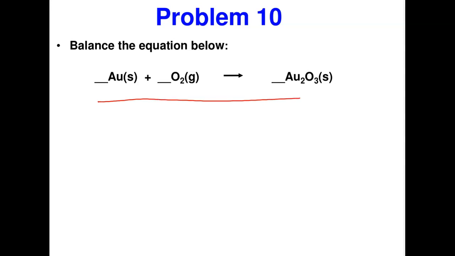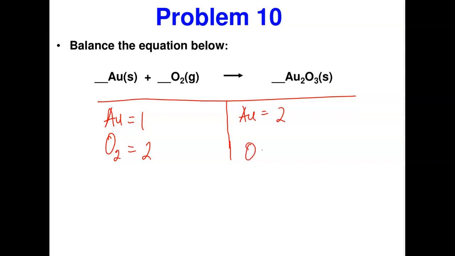Again, we're going to draw our line as usual. We have a gold, Au. Here is 1. Here oxygen is giving us 2. Then here we go. Again, gold is giving us 2. And oxygen here is giving us what? 3. Balance the metals first. Remember, oxygen is always the last.